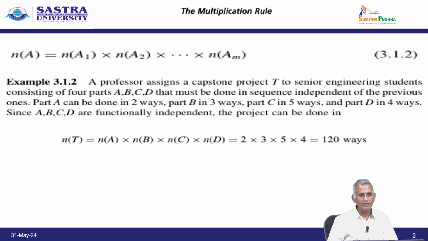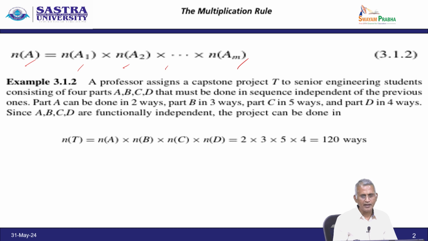Now, we have the multiplication rule. Let there be different parts A1, A2 and so on AM, and if they are functionally independent, then simply you have to multiply them. n of A equals n of A1 into n of A2 into n of A3 and so on n of AM. Now, based on this we are going to discuss the problem.